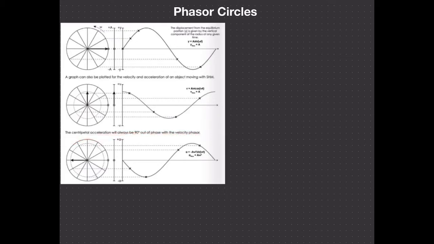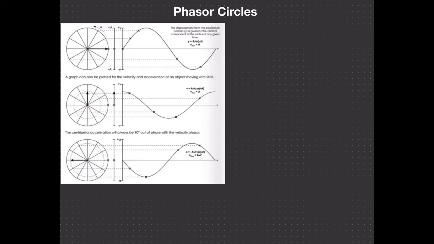We can also graph velocity and acceleration of an object with SHM, okay, in the same manner. Noting that our velocity and acceleration are 90 degrees out of phase, meaning that when our velocity is at its greatest, okay, our acceleration is at its minimum, and vice versa. That's what a Phasor circle is. That's how we use them.